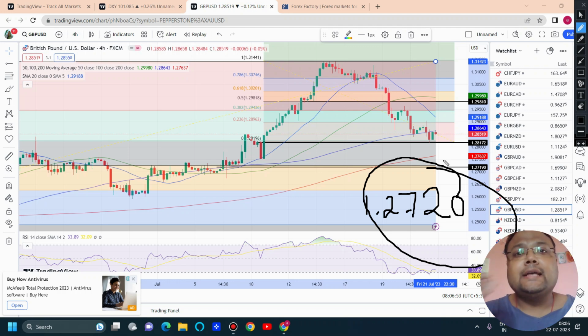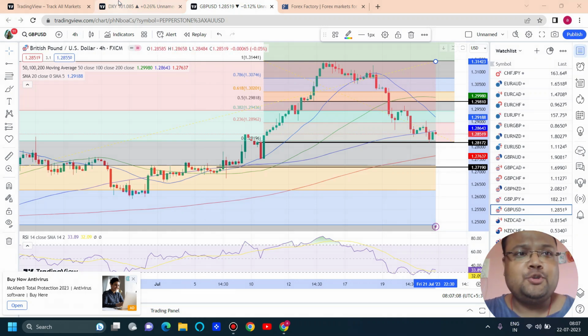Okay, and as the market has closed at FIBO 38.2%, if you're holding a buy position, be on the trade, no need to exit. But if you're holding a sell position, be careful, because the market sentiment is not very positive right now. Let me show you.